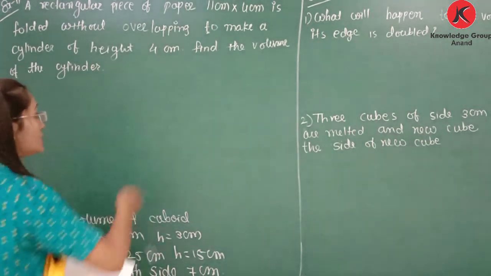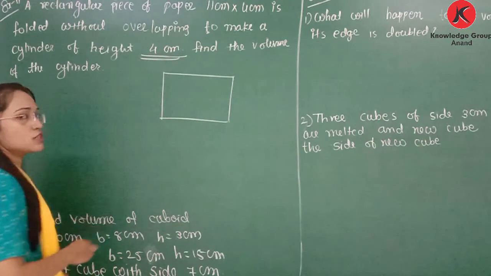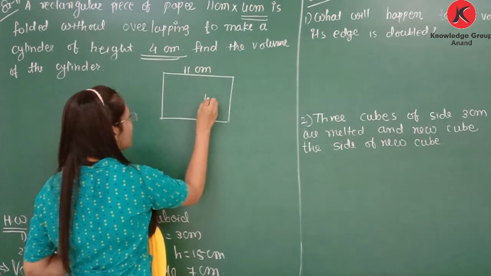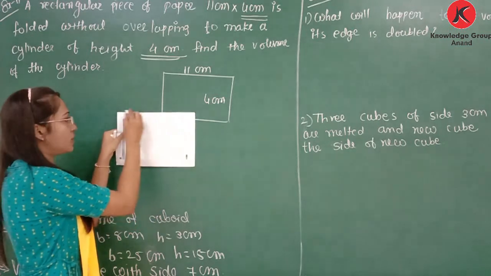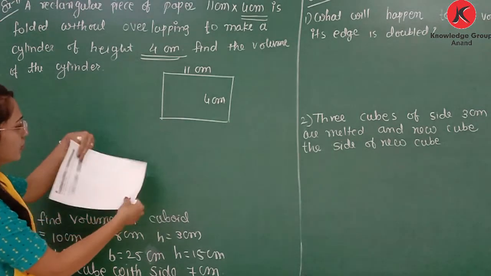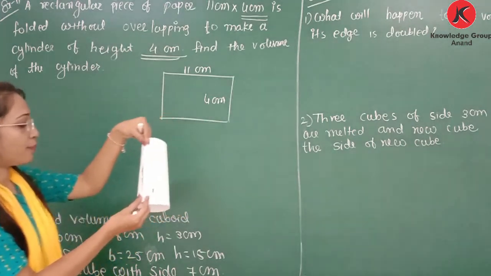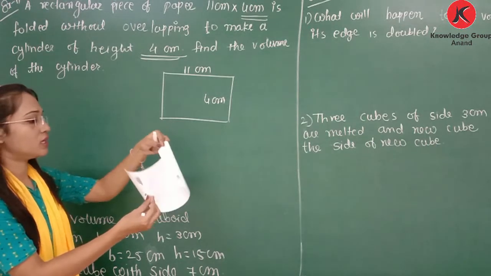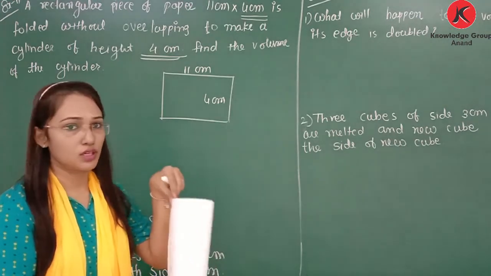Now, this is the paper. The height of the cylinder is 4 centimeter and the width is 4 centimeter. So you can consider this as 11 centimeter and this is 4 centimeter. If we take this paper, this will be the width, that is 4 centimeter, and this is the length, that is 11 centimeter. Now if you fold this and make a cylinder, you need to find the volume of this cylinder. The paper is not overlapped. Overlap means it is not like this. Its edges completely meet each other, so that is not overlap.